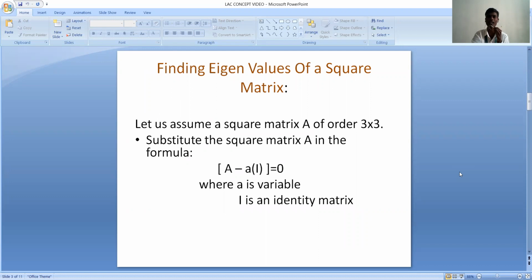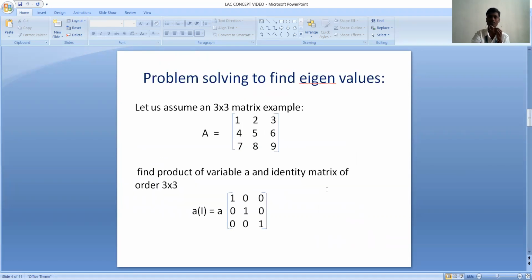First of all, finding eigenvalues of a square matrix. How to find? Let us assume a square matrix of order 3 by 3. We all know that a square matrix means the number of rows is equal to the number of columns. So I am taking order 3 by 3. Substitute the square matrix A in the formula: capital A minus small a into I is equal to 0, where small a is a variable and capital I is an identity matrix. By substituting in this formula, we get an equation.